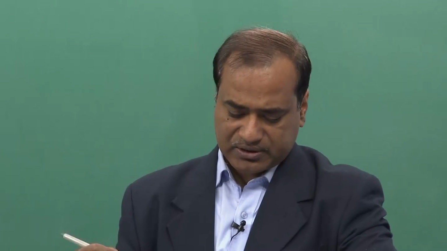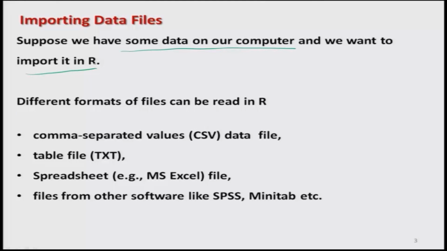Okay. So, some of the popular formats in which R can read the data are comma separated values, the CSV data file we call it, or table files, which have the extension .txt. Sometimes we have a data file from some spreadsheet. One of the popular sources for spreadsheets is the software Microsoft Excel, and the extension of the file is .xls or .xlsx, right.